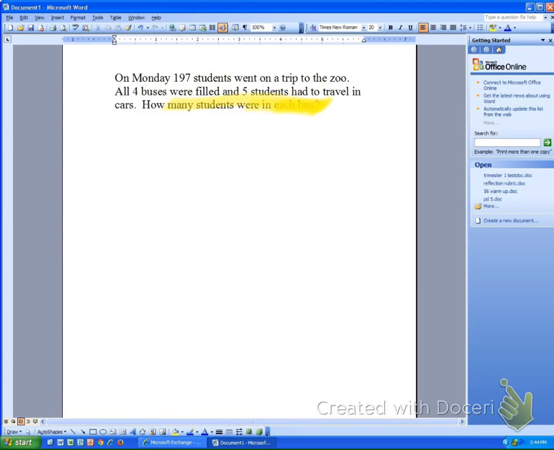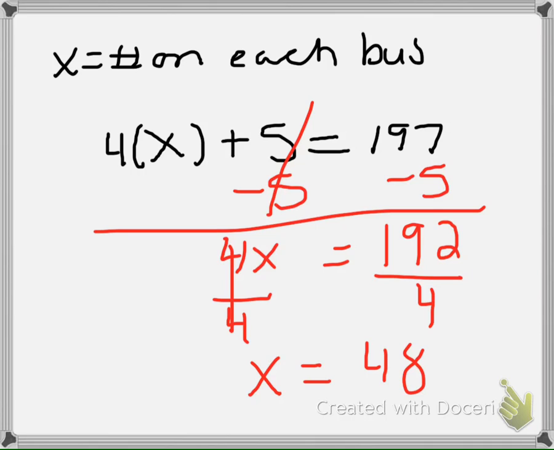So if we check this again, I know that there were 4 buses, and each bus had 48 students, so 4 times 48 is 192, plus the 5 students who went in cars equals 197. And so again, it fits this problem.